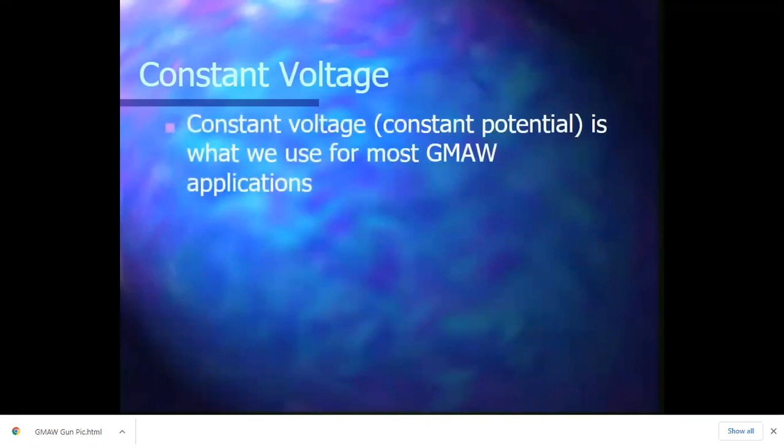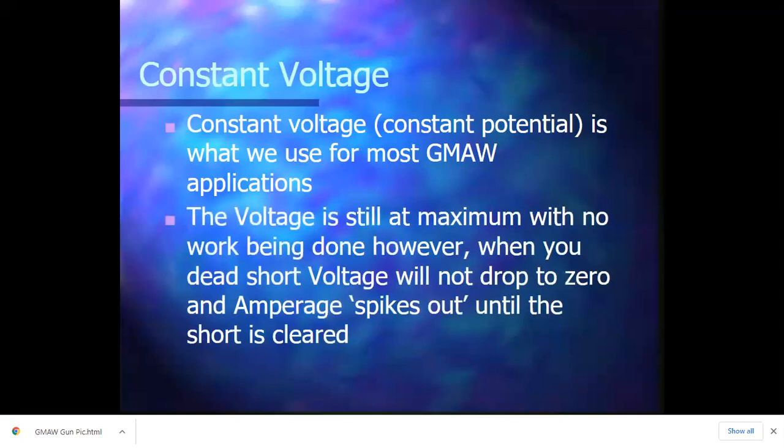So constant voltage, also called constant potential, is what we use for most gas metal arc welding applications. You set your voltage, and if you set it to 18.1 volts, that's where it stays. Now your amperage is going to fluctuate up and down though. The voltage is still the maximum with no work being done. However, when you dead short, voltage will not drop to zero.